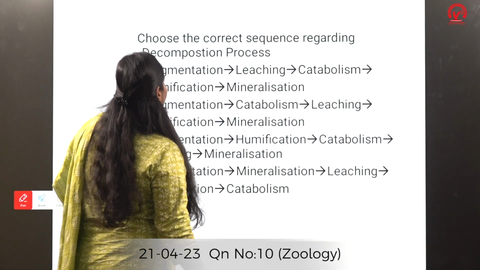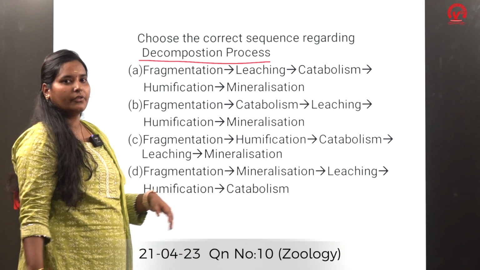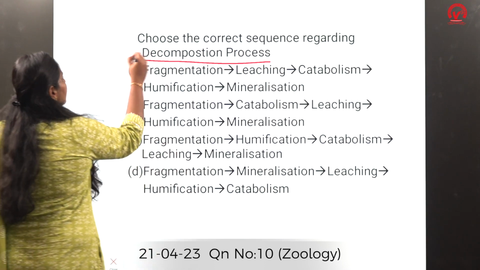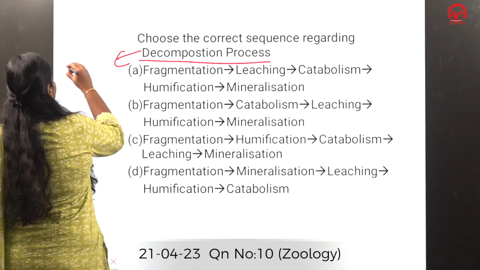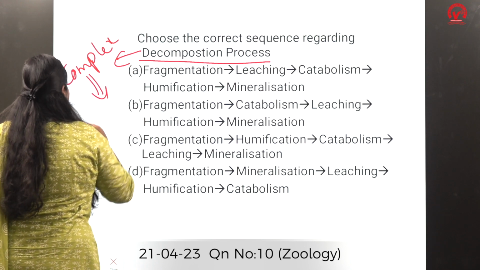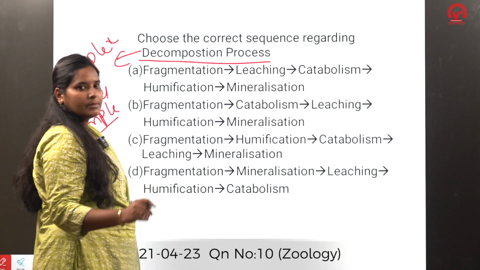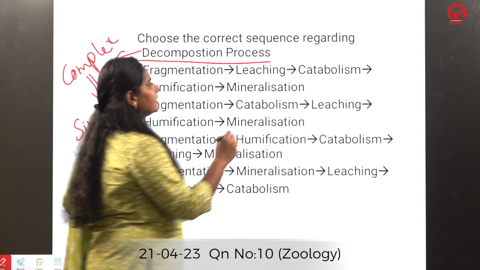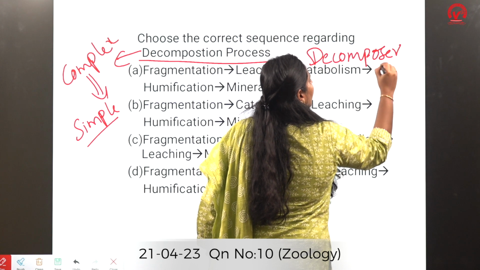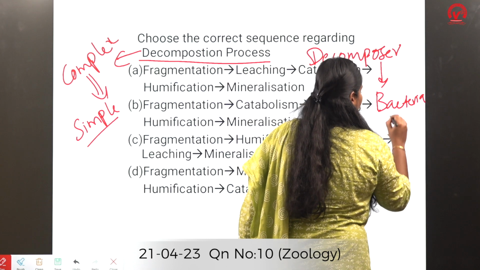Choose the correct sequence regarding the decomposition process. So, before entering the option, we must know what is decomposition and what are its major steps. First, decomposition is the natural process through which the complex substances are converted into simple substances, and the organisms which are involved in the decomposition are called decomposers. And some examples of decomposers are bacteria and fungi.